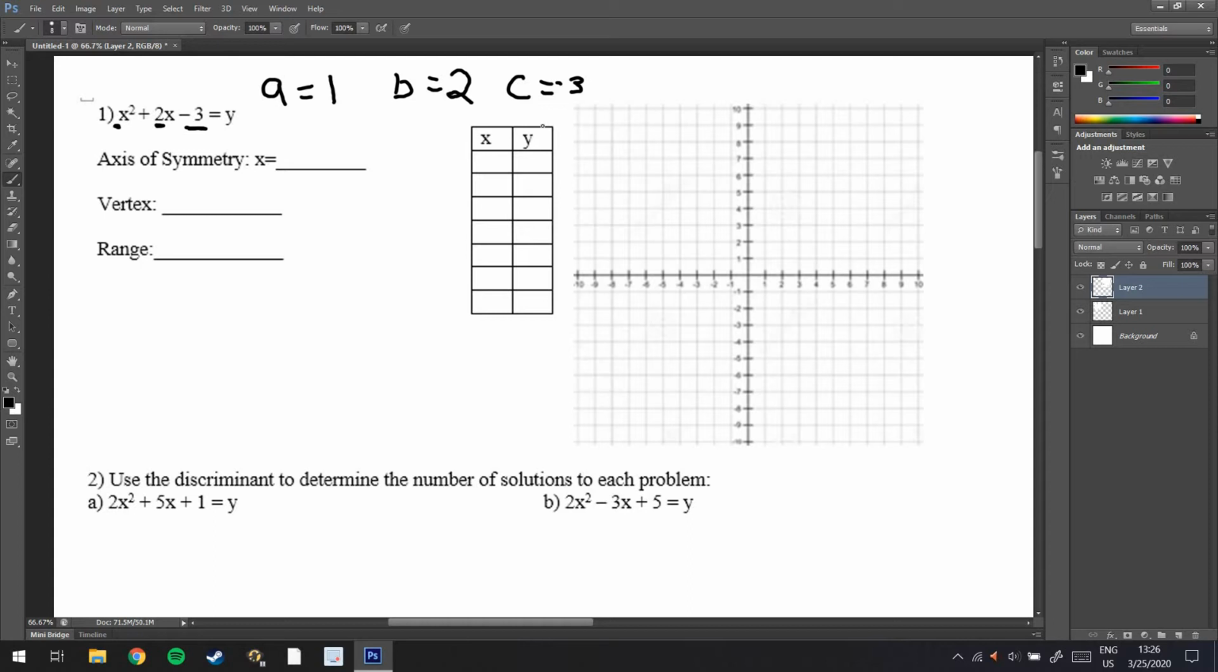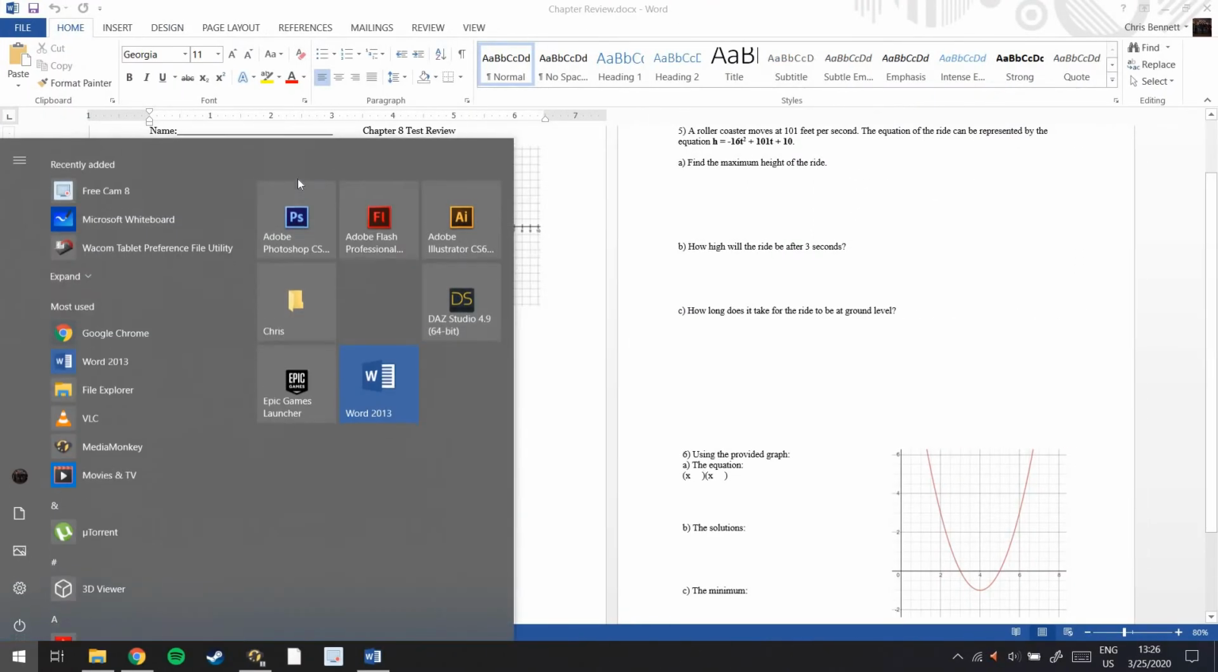Now, I'm going to switch over to my application, which is super helpful, but if I wanted to walk through this to start, I would know x is negative b over 2a. I'm going to post the review sheet as well to help us with that. But let's go switch over.